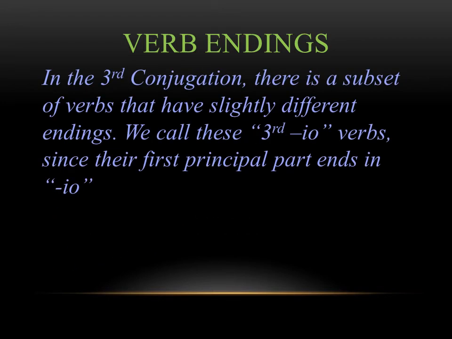In the third conjugation, there's a subset of verbs that have a slightly different ending. We call these third -io verbs, and the reason we call them this is because their first principal part ends in -io. So for instance, iacio, iacere, which means I throw and to throw. You'll notice the short -ere ending in the infinitive is telling you it's a third conjugation verb.